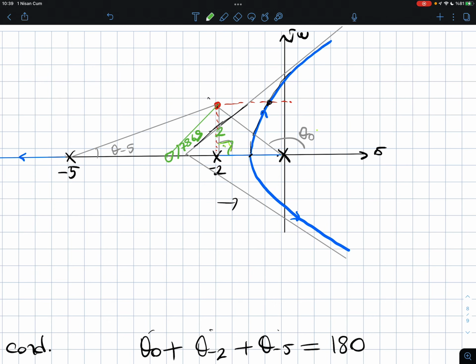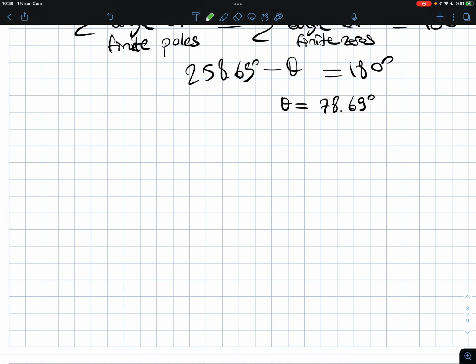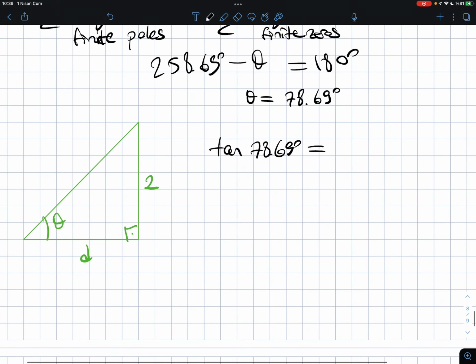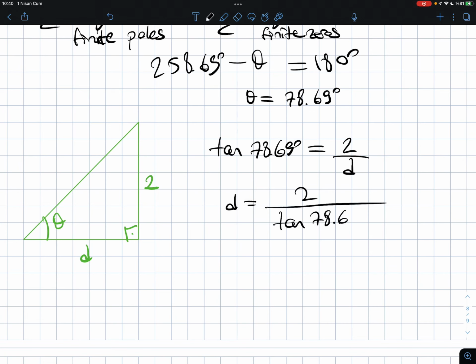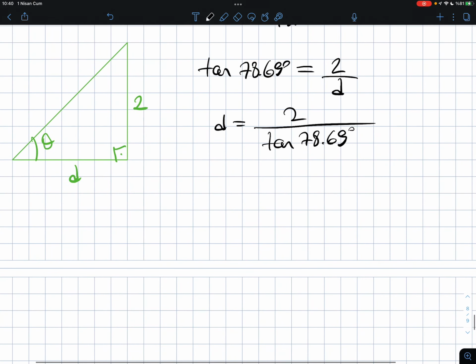So since I know that we have the value 2 here, but I don't know what the distance here is, let me draw another triangle. This is 2, this is D, and this is the theta angle here. So I can basically use again the tangent. Tangent of 78.69 degrees is equal to 2 divided by D. So therefore D would be 2 divided by tangent 78.69 degrees.